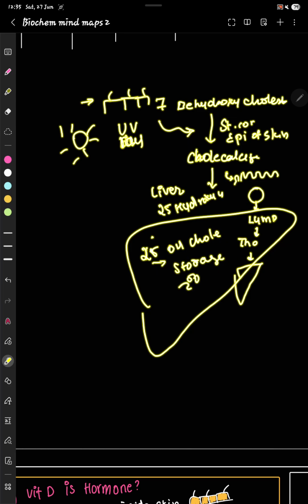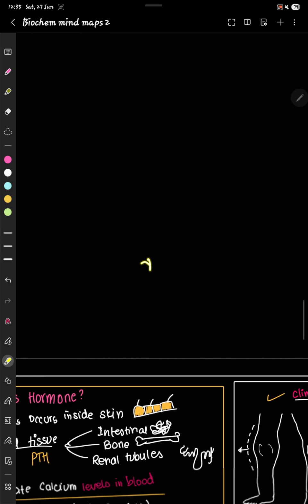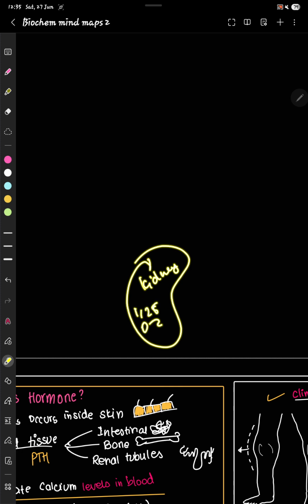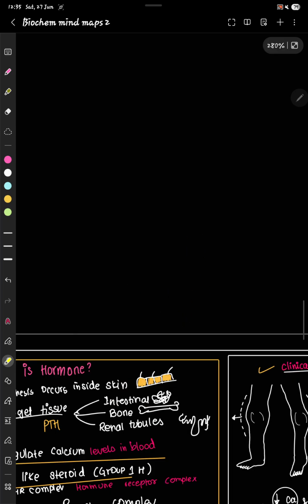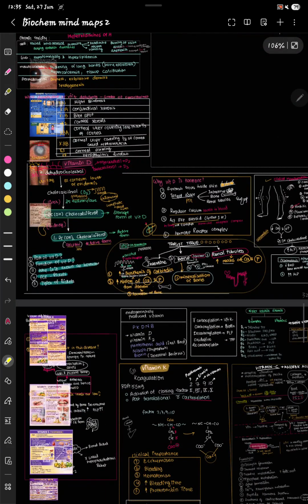Storage form of vitamin D. Now this is going to go to the kidneys. In the kidney, it is going to be converted into 1,25 dihydroxycholecalciferol. Now this is the active form, right?